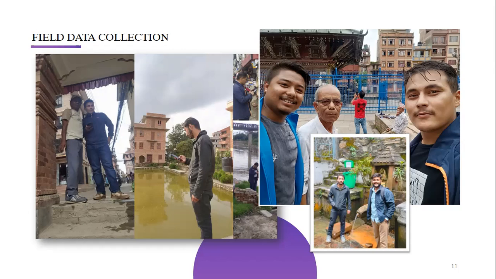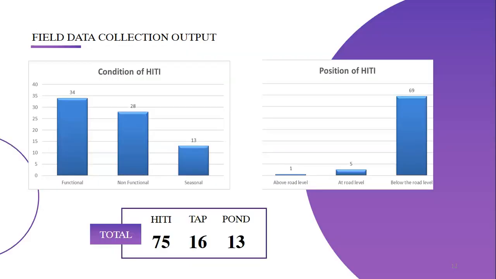In this process, 15 more HITIs were found than the 60 HITIs previously listed, and the location of 16 historical taps was also collected because of the local people. Those data were not registered and not in the metropolitan database as well.